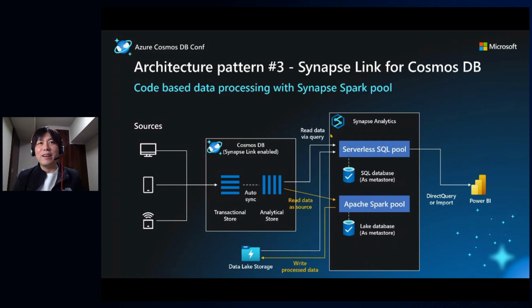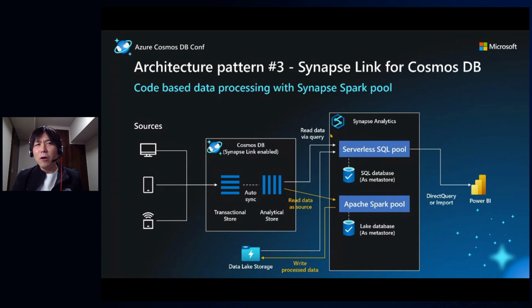The third pattern is an evolution of the second pattern. You may want to use Synapse Serverless SQL pool to perform large-scale aggregation of data in Cosmos DB Analytical Store. If it's one time, not a problem. However, if you aggregate the data frequently, performance and cost may become problems. In such a case, it's recommended that you aggregate the data on a regular basis.